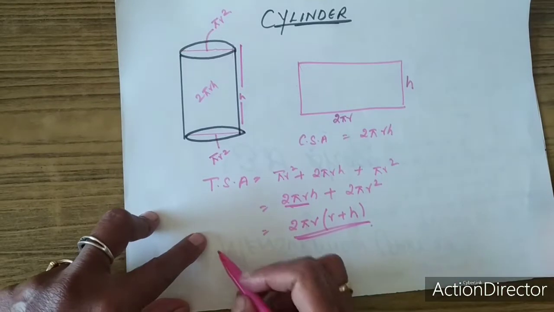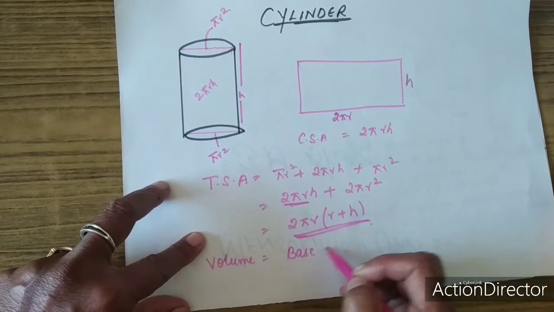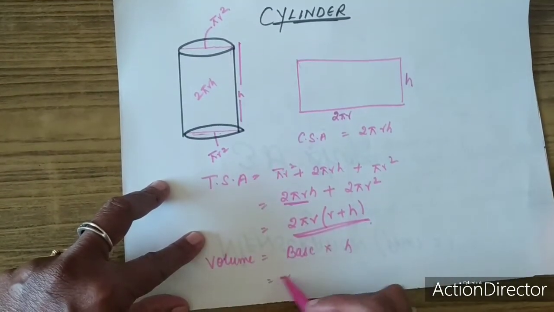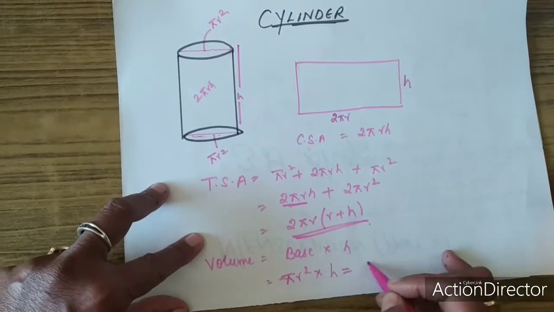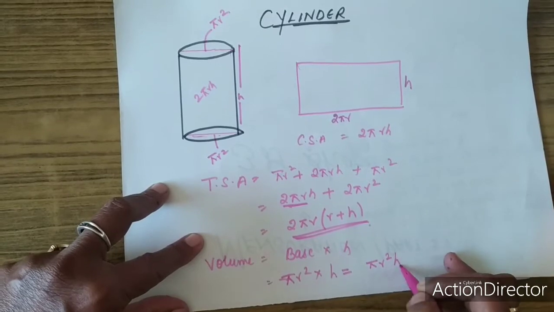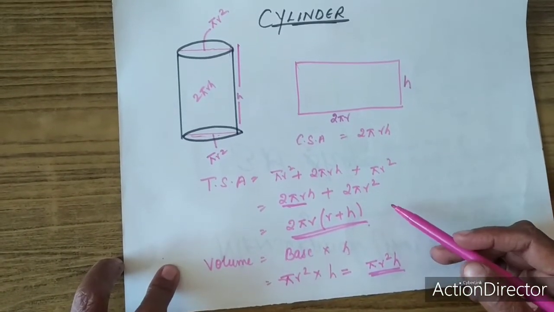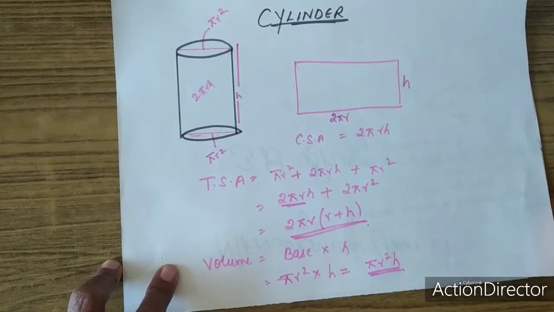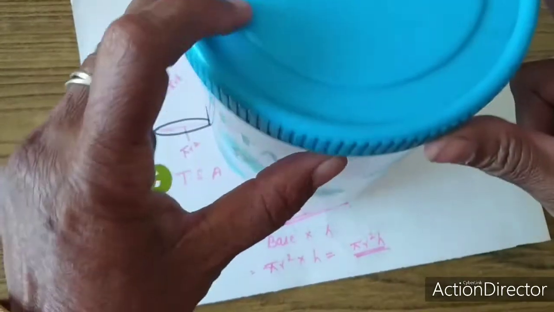So again coming to volume. Volume is nothing but base area into height. So what is the base area of this cylinder? It is pi r square, into the height of the cylinder h. So therefore this is equal to pi r square h. And always remember, area will have the unit square units, and volume will have the unit cubic units.